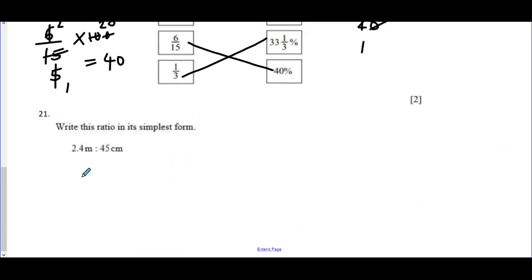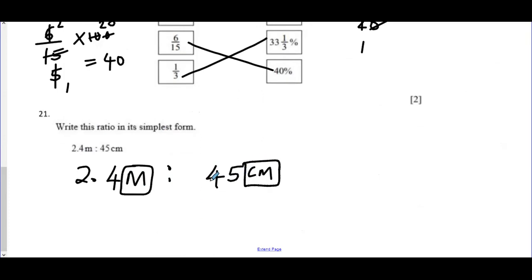We have 2.4 meters ratio 45 centimeters. Now, since this is meters and this one is centimeters, you cannot start simplifying that ratio. What you are supposed to do is change the bigger unit into the smaller unit, meaning change meters into centimeters. And we know that from King Henry's daughter, blah, blah, blah, 1 meter equals 100 centimeters.